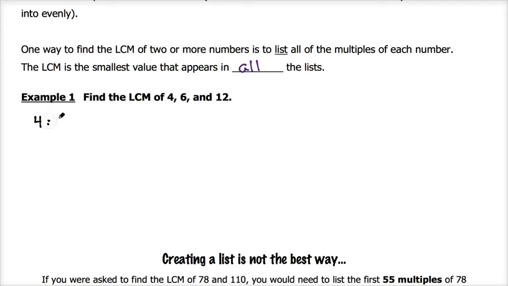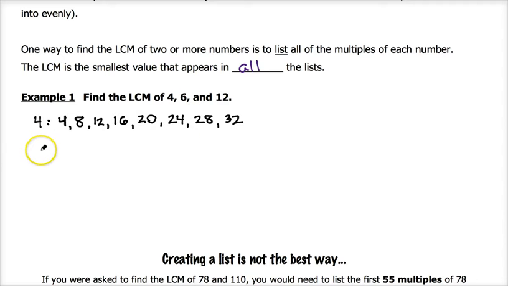So the multiples of 4 are going to be all the numbers that are divisible by 4. So that starts with 4, and then the next number would be 8. 4 times 2 is 8. 4 times 3 is 12. 4 times 4 is 16. 4 times 5 is 20. 4 times 6 is 24. 4 times 7 is 28. 4 times 8 is 32. Okay, we're going to stop there. We may have to keep going depending on what numbers appear in our other lists.